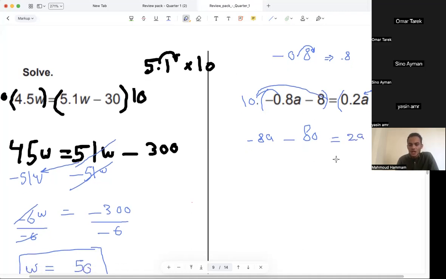The question now is, I want to combine the like terms. What are the combined like terms? 8a and 2a.